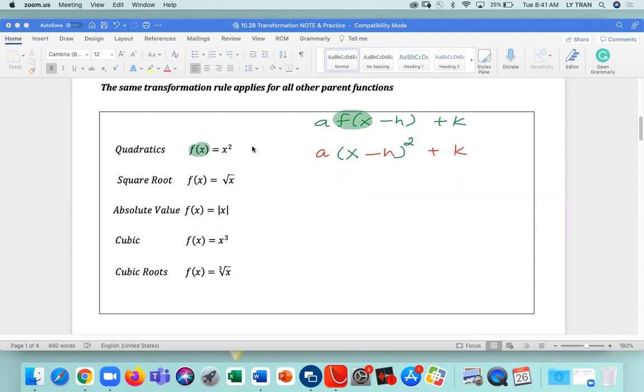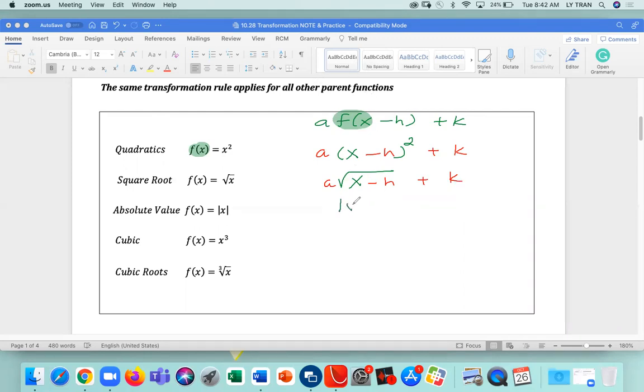Next one, I'm going to have square root. Doesn't matter what kind of function it is. The specialty is x. The h is always inside, so it's always minus h. But with the x, the letter a is in the front, k is in the back, and so on and so on. Absolute value, doesn't matter what it is.